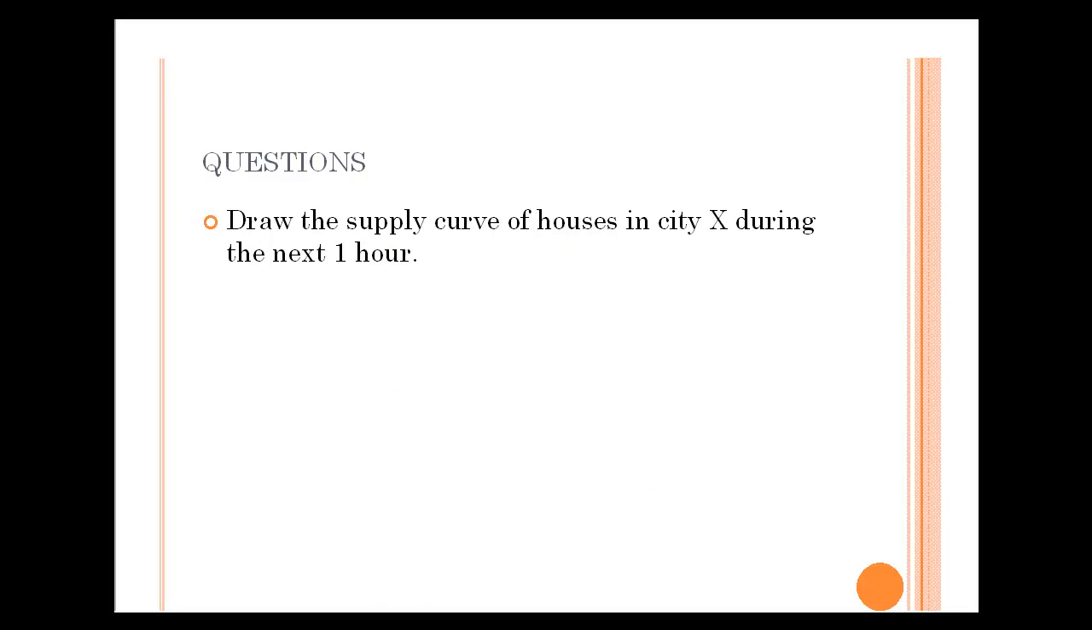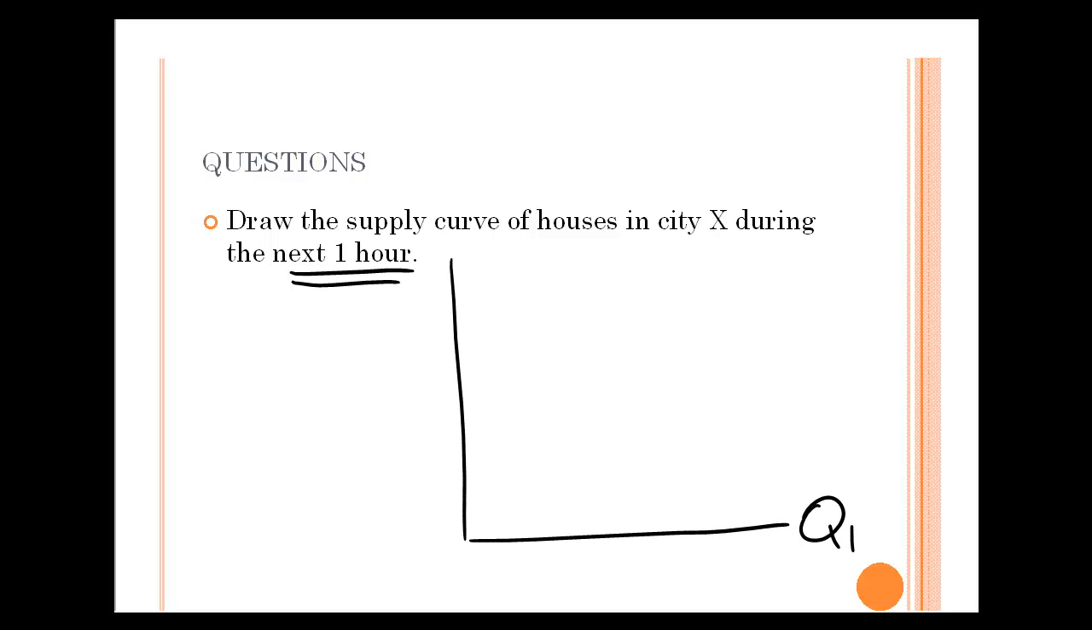Well, let's ask some questions now. Let's draw the supply curve of houses in city X during the next hour. All right? The next hour is the key here. So we'll put quantity of houses on the horizontal axis, or quantity supplied of houses, and we'll put PH for the price of houses, and we're looking at the supply curve of houses in city X during the next hour.